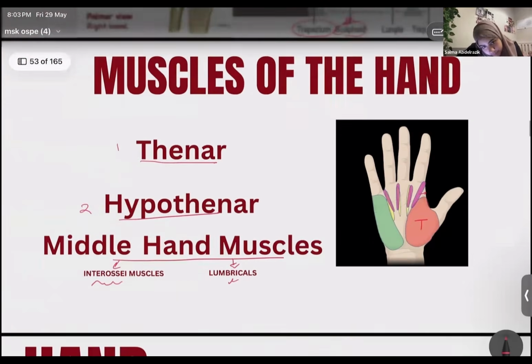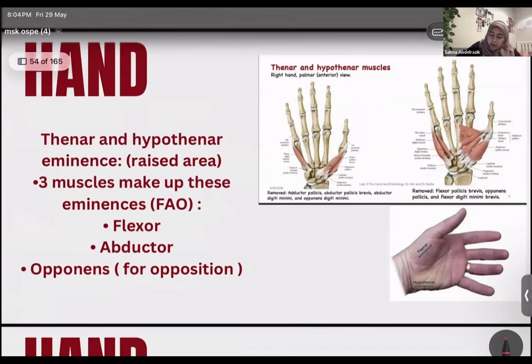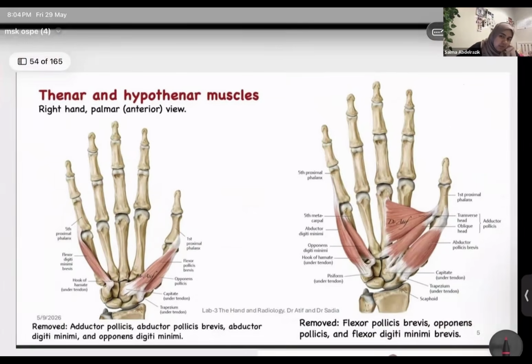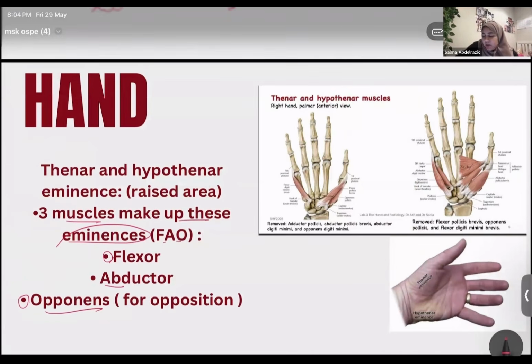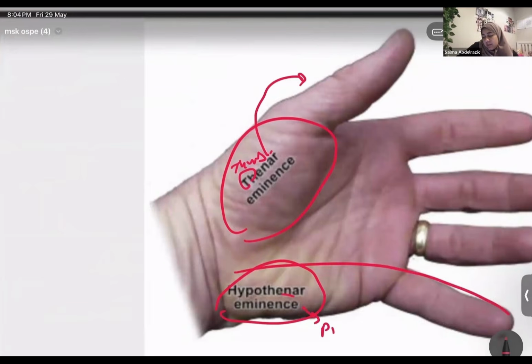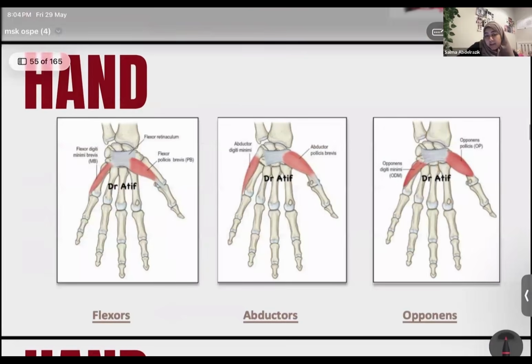Cool? Cool. Let's go down. Thenar and hypothenar eminence. We have 3 muscles that make up these eminences: the flexors, abductors, and opponens. This is the picture he used for you, and we're going to use a better, easier picture, but I don't think he'd give you the one with this much going on. Like we said, this is the thenar eminence and hypothenar eminence. Keep in mind what each eminence is closer to. Thenar is closer to the thumb, and hypothenar is closer to the pinky, clearly.